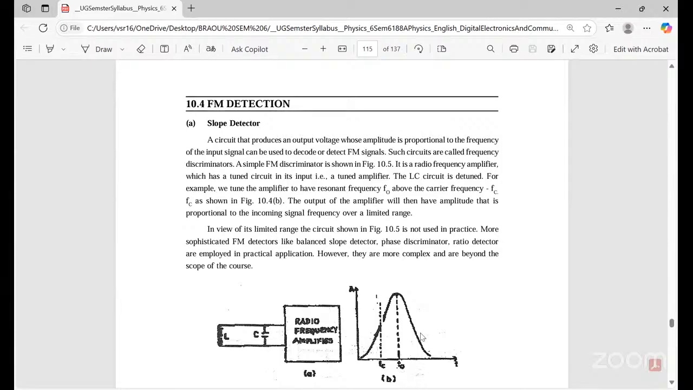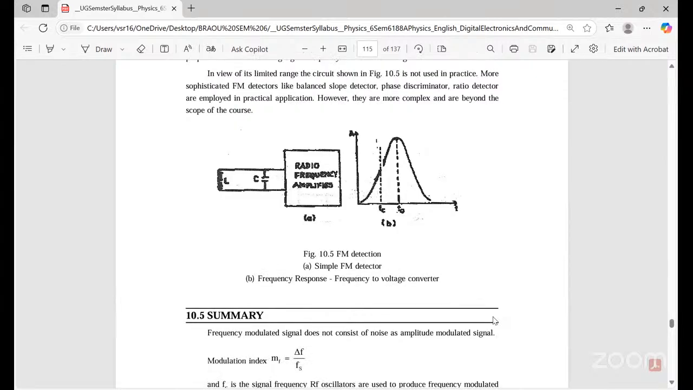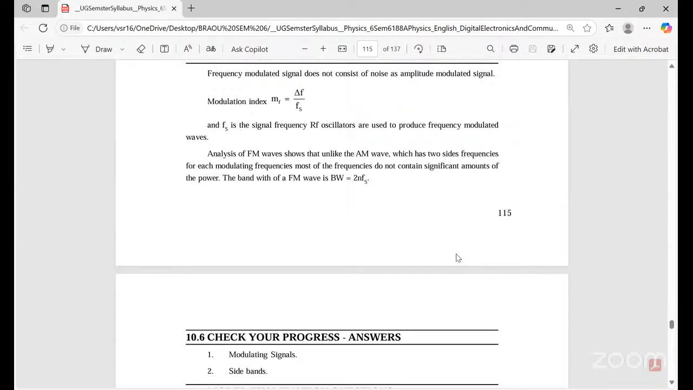So this is f naught, the resonating frequency. Below fc is there. Getting my point? Carrier frequency, fc. You can easily see this. Like that, you can easily detect this.